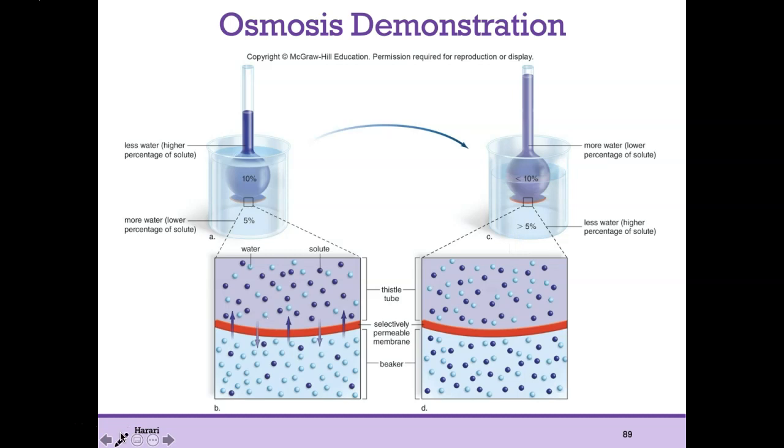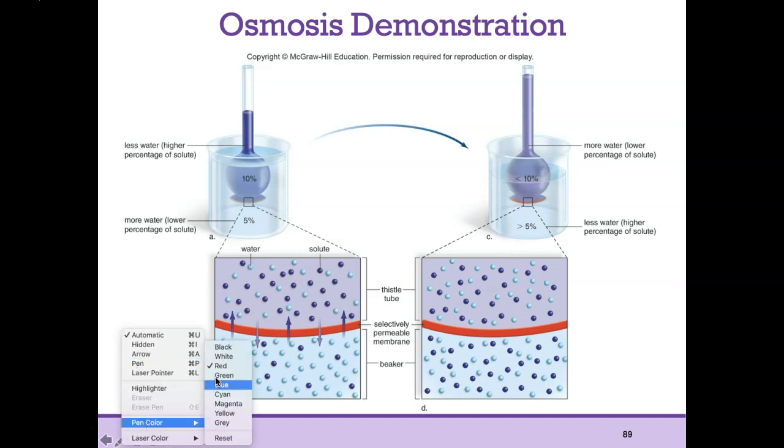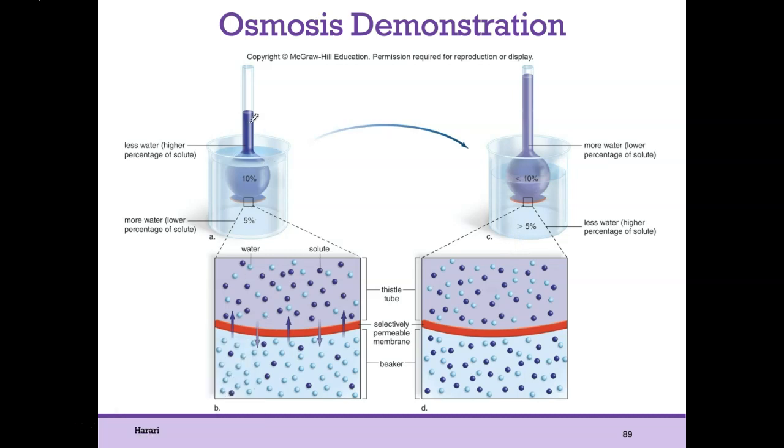Another way to think about this, that might be a little easier, is to think about the concentration of water. So if this is 10% dye, that means it's 90% water. And if this is 5% dye, that means it's 95% water. So where is water going to move? It goes from high to low. So it's going to go from where it's 95% to where it's 90%. And that's going to raise the water volume.